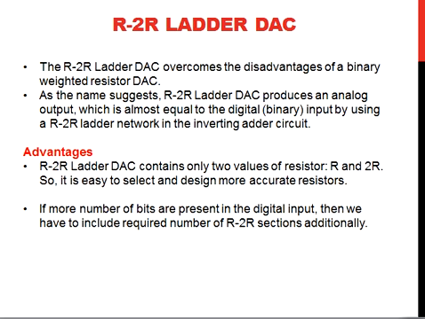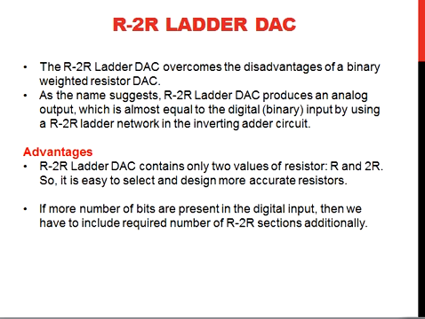Instead of using R, 2R, 4R, etc., different types of resistors, in this network we use only two types of resistors, R and 2R. We repeat this R2R unit in a ladder format to form a digital to analog converter. That is what is called the R2R ladder digital to analog converter, which produces an analog output value equal to the digital input connected to the R2R ladder network.